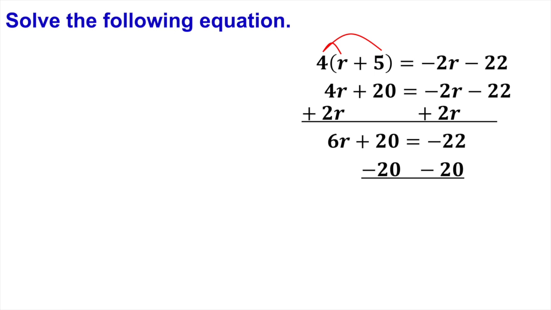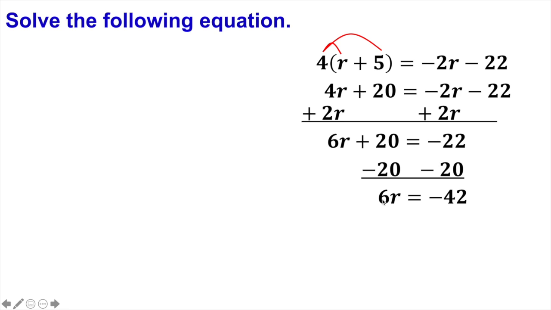Okay, so I'm going to go positive 20 minus 20 would give me 0. And if I'm going to subtract 20 from this side, that means I have to subtract 20 from this side. So negative 22 minus 20 should give me negative 42. So on this one, now I've got 6r equals negative 42, but I'm almost there.